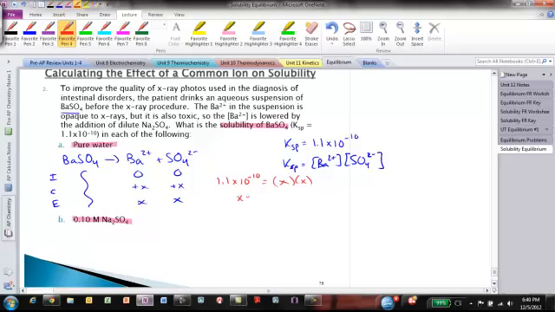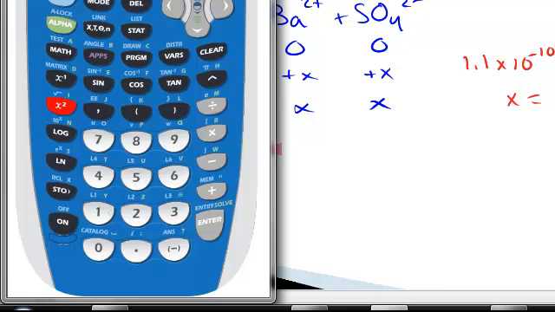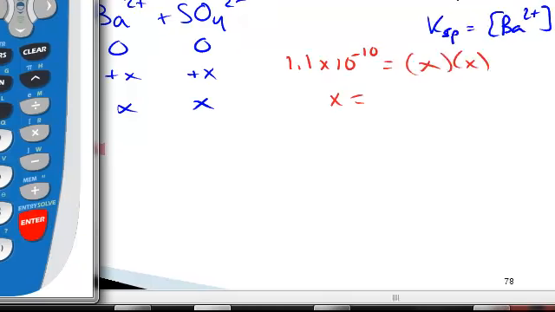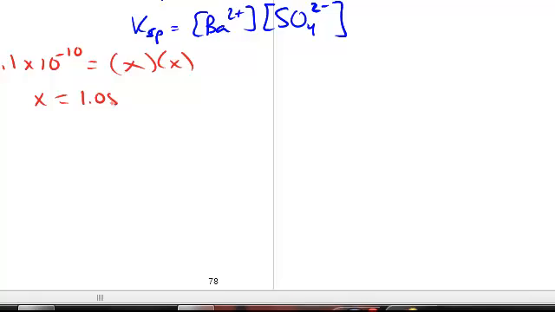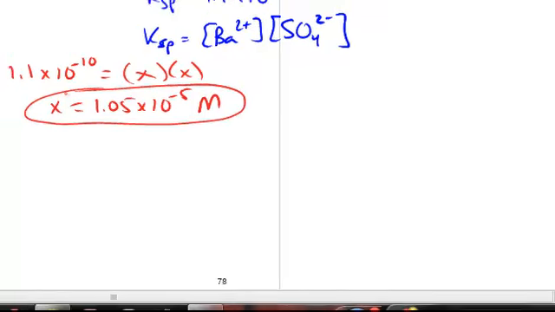So all we have to do to find X is square root 1.1 times 10 to the negative 10th. And we get 1.05 times 10 to the negative 5th. And that's molarity. And so it wants to know the solubility of it, and either one of these X's is in 1-to-1 ratio with it. So there's your solubility. That much will dissolve in pure water.